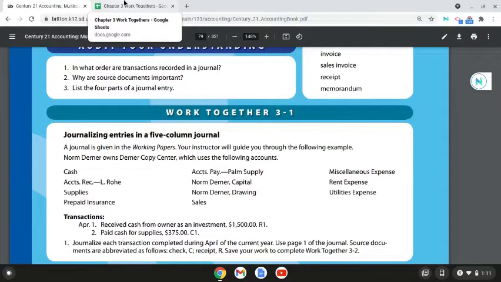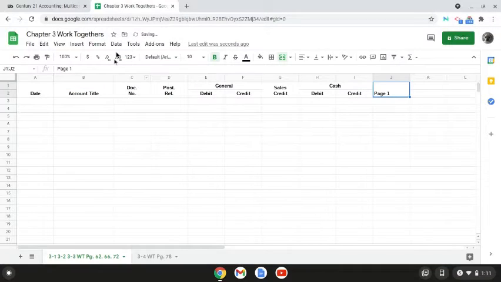This first transaction reads, on April 1st, received cash from owner as an investment, $1,500, receipt number 1. For this transaction, the first thing that we're going to do is put in the date. So the date is April 1st of the current year, and the current year is 2021. Now, for our account title, we are going to put in the owner's capital account, which is Norm Durner Capital. Our document number is R1 for receipt 1. We haven't learned about post references yet. We'll be dealing with those later.